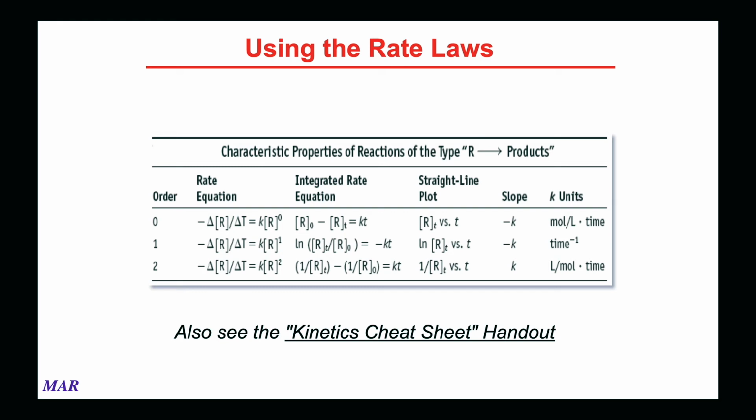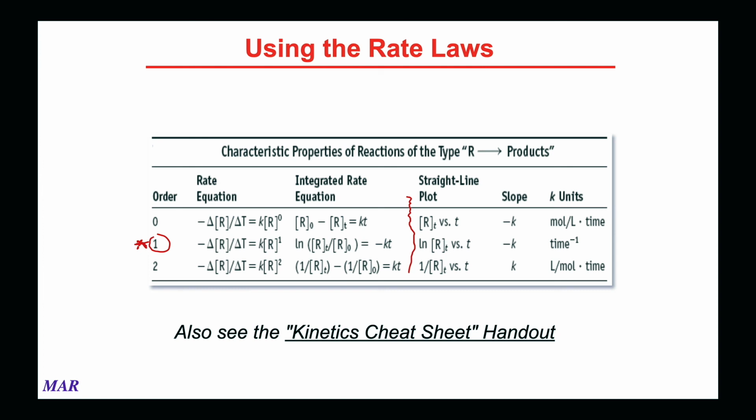This picture right here, especially right here, shows the different kinds of rate orders. And we just went through the one that was the most common, which was the first order reactant. And if you go over there to the more right side, natural log of R versus time t is going to give you a straight line, slope equals negative k, etc., etc.